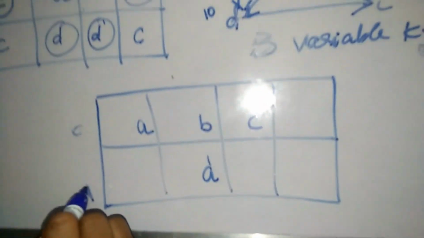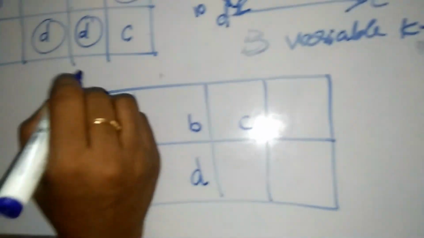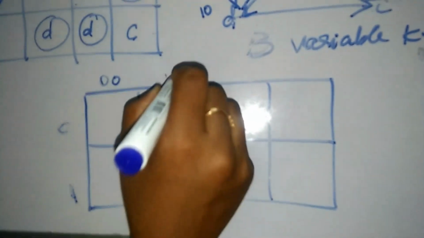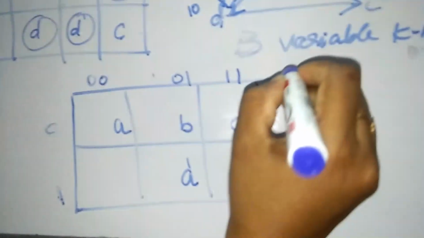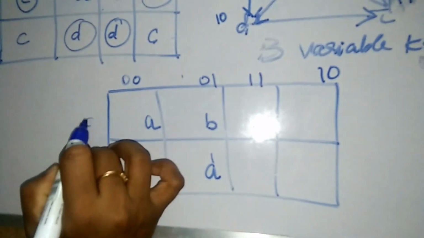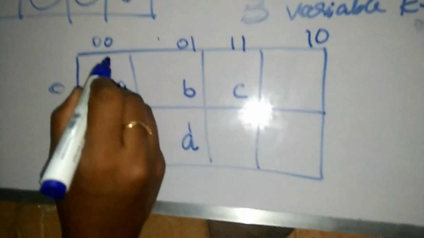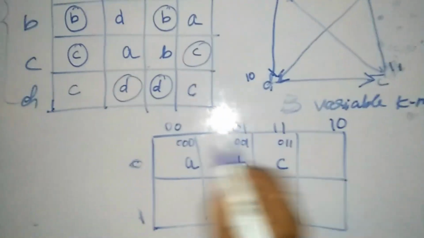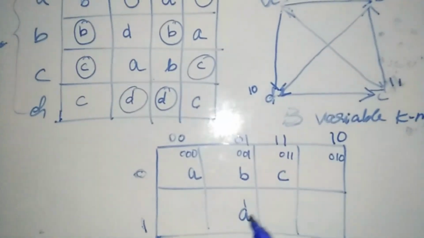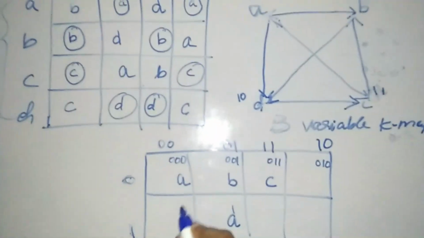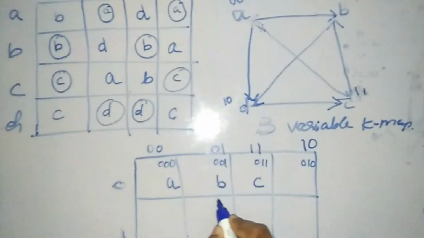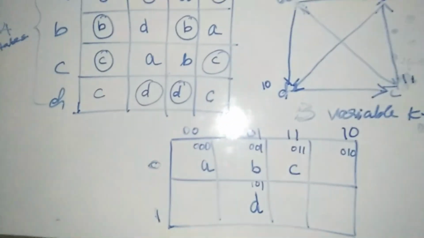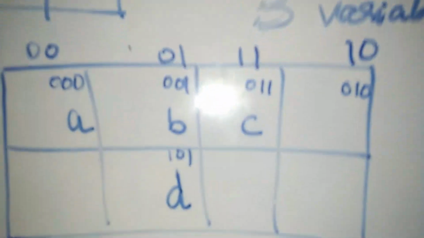So I've represented a T over here, A, B, C, and D, and since it's a 3-variable K-map, I've taken the inputs as 0 and 1, okay? Here, I'll name the inputs. We very well know it is 0, 0, 0, 1, 1, 1, and 1, 0. And if I have to assign the value of the cell, then here it is 0, 0, 0, here it is 0, 0, 1, here it is 0, 1, 1, here it is 0, 1, 0, correct? And if it is in D, then it is 1, 0, 1, correct? So this is how our inputs are named, okay?